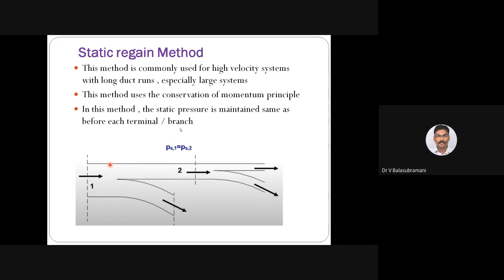Above 30 inches this method is not applicable, but as per design rule, we are not going for 30 inches for equal friction and constant velocity. So we have cut off even 24 inches also. This method uses the conservation of momentum principle. In this method, the static pressure is maintained the same as before the terminal and branch. Here some static pressure is available. The same pressure is maintained here also. So that is called static regain.